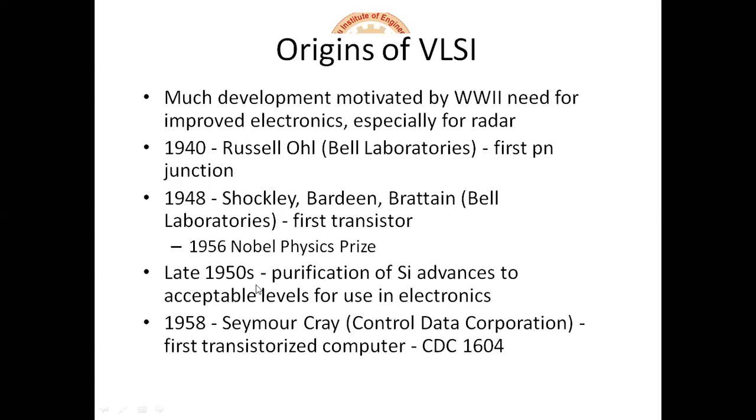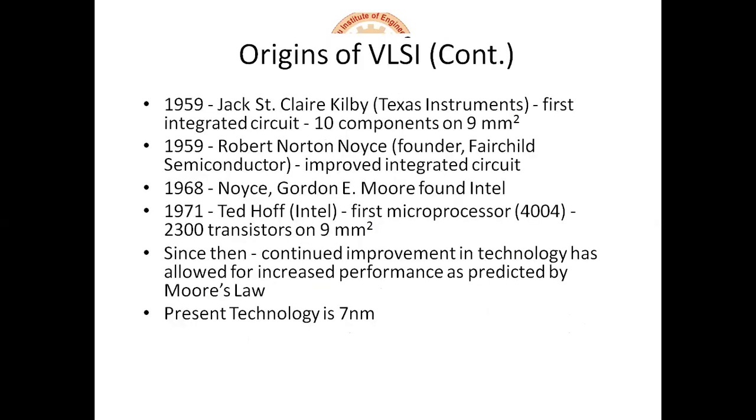In the 1950s, we were able to use silicon by purifying it, and we were able to get the properties of semiconductor action. And then in 1958, the first computer using transistors was developed by Seymour Cray. The computer name was CDC 1604.